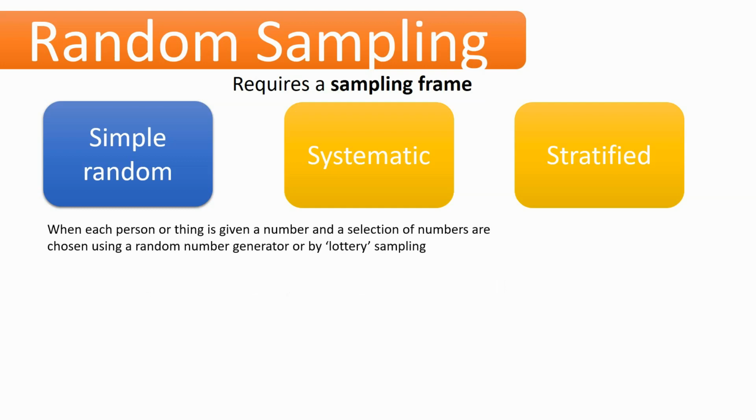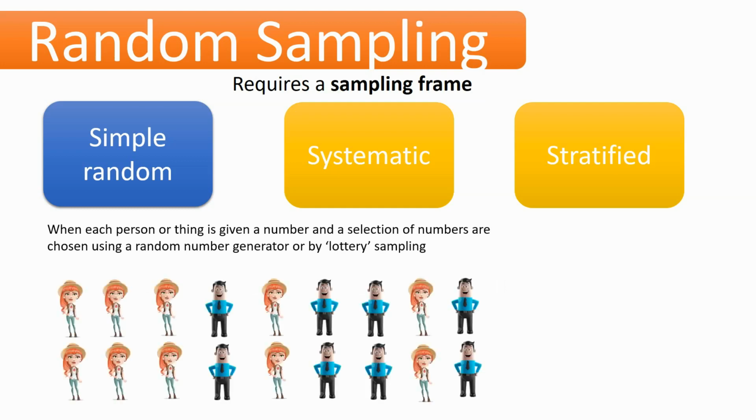So let's imagine we're in a workplace and we've got these men and women working there. That's our sample for our population, or it could be our entire population. Let's say that's our entire population. We're going to give them a number. By doing so, we have now formed our sampling frame, so we can do a simple random sample technique.